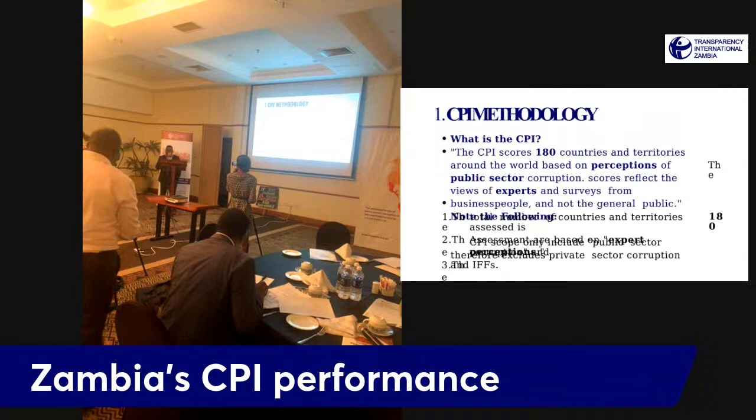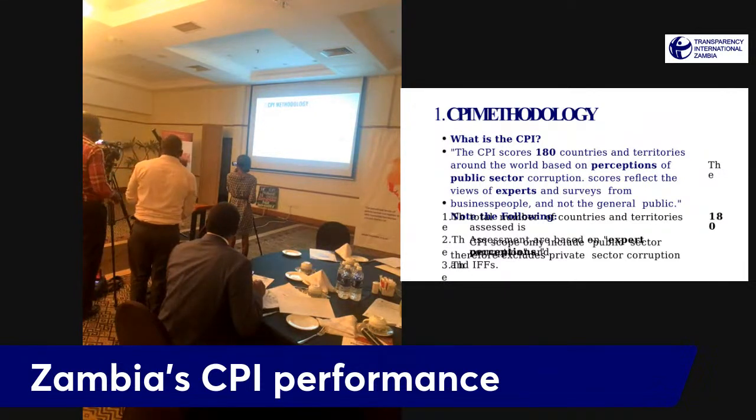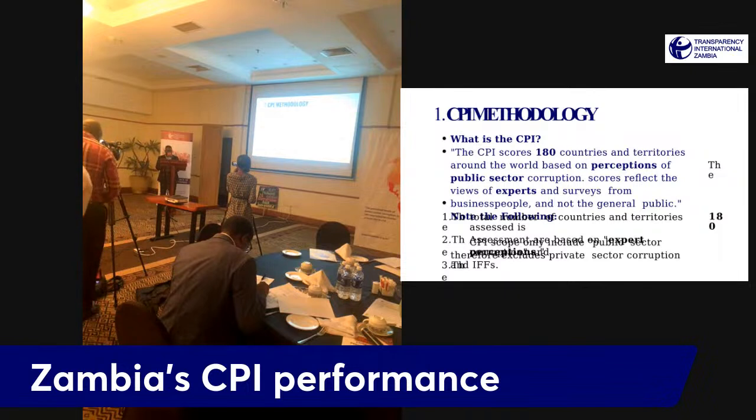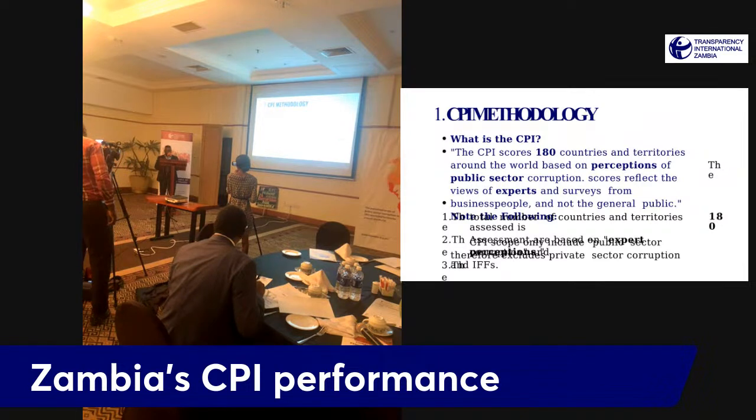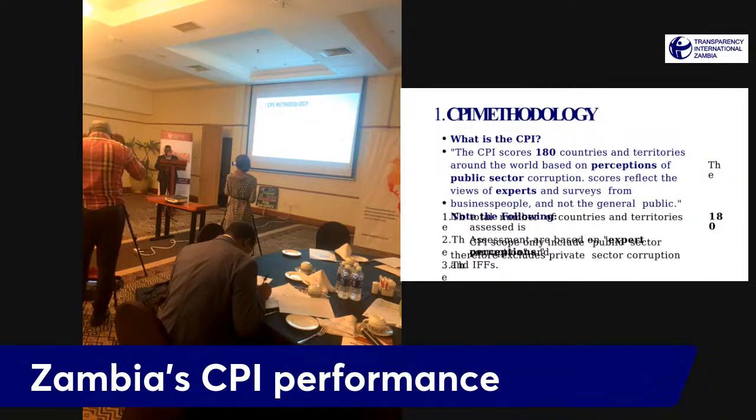I think from the video we have been watching around CPI, we know what the CPI is, but briefly, the CPI scores 180 countries and territories around the world in terms of perceptions of public sector corruption. The score reflects the views of experts and surveys from business people and not the general public. I think those are very important to take note of. In terms of the scope of the CPI, it looks at public sector corruption. So it does not include private sector corruption or illicit financial flows. So that is very important to also take note.